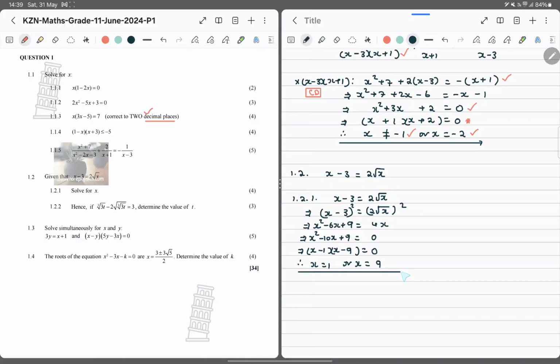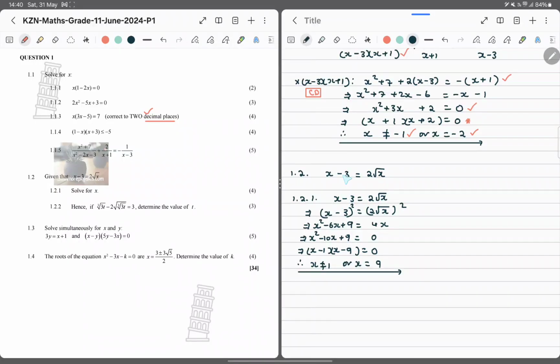Again, with radicals, we need to be sure that we don't have a negative under the square root. Good. Now we check that the left-hand side is equal to the right-hand side. When x is 1, this is minus 2. But when x is 1 here, what do we get? 2. So minus 2 is not equal to 2. So we reject this solution. The left-hand side is not equal to the right-hand side.